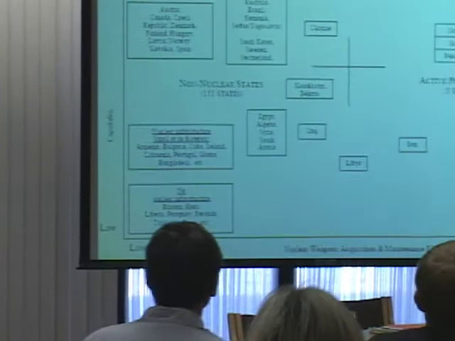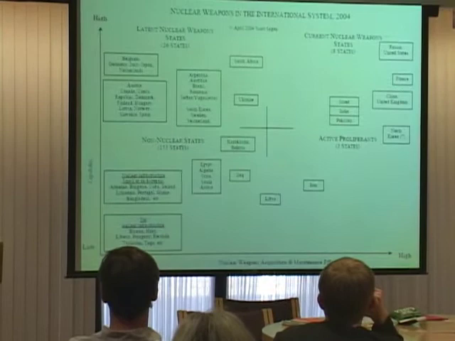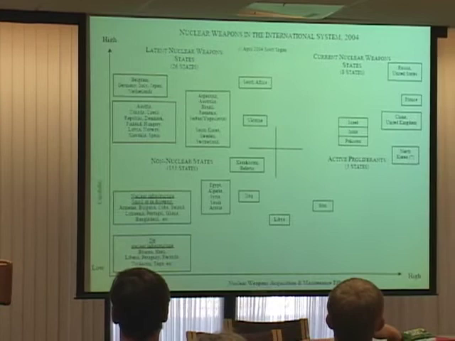What I have here is a chart that gives you a rough sense of where we are by having two axes: a vertical axis in which states are listed from low capability to build nuclear weapons to high capability, and then a horizontal axis in which they are represented by their degree of effort, from left to right, how hard they are trying to acquire nuclear weapons, or if they have acquired them, how hard they're working to maintain them.